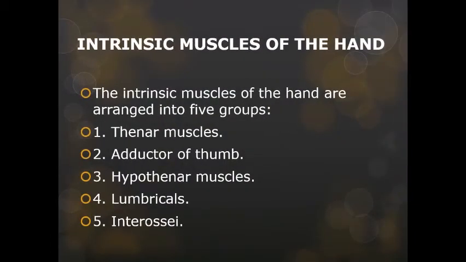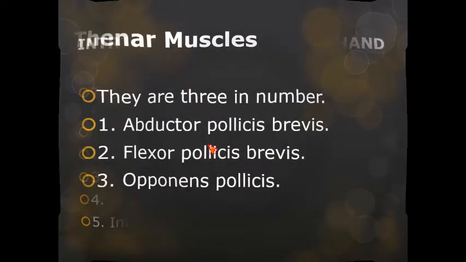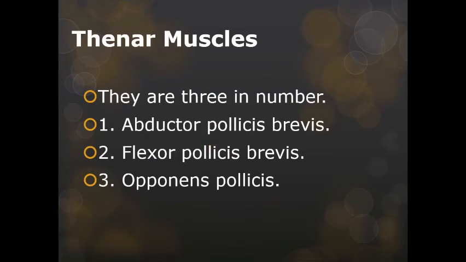Then coming to the intrinsic muscles of the hand. Intrinsic muscles of the hand are arranged into 5 groups. One is thenar muscles, then adductor of the thumb, hypothenar muscles, lumbricals, and interossei. So these are all the muscles we are going to discuss. Let us discuss one by one.